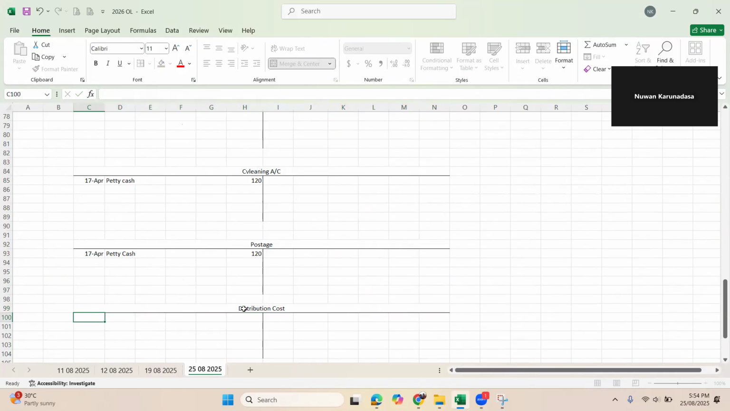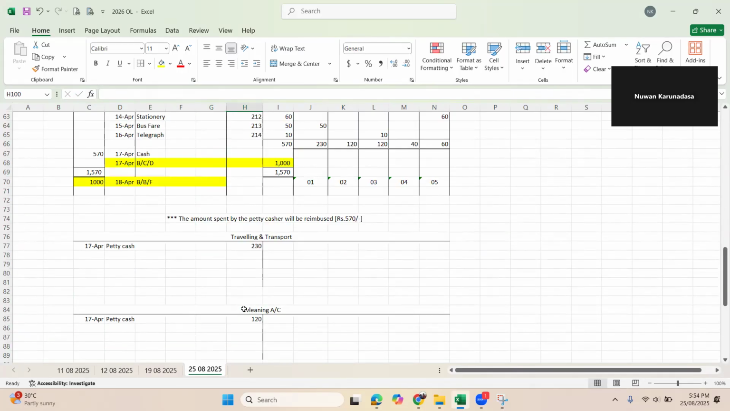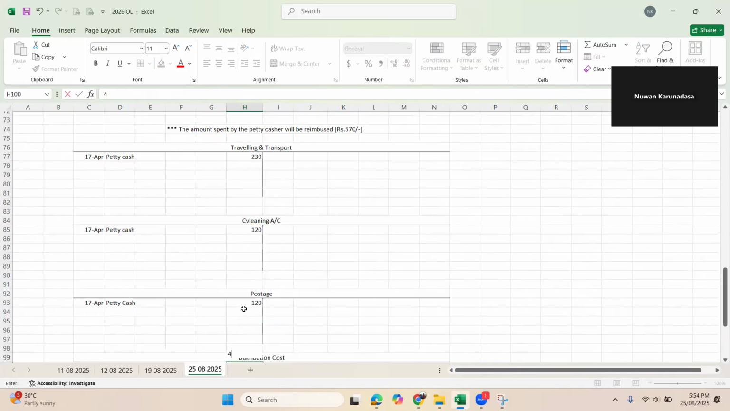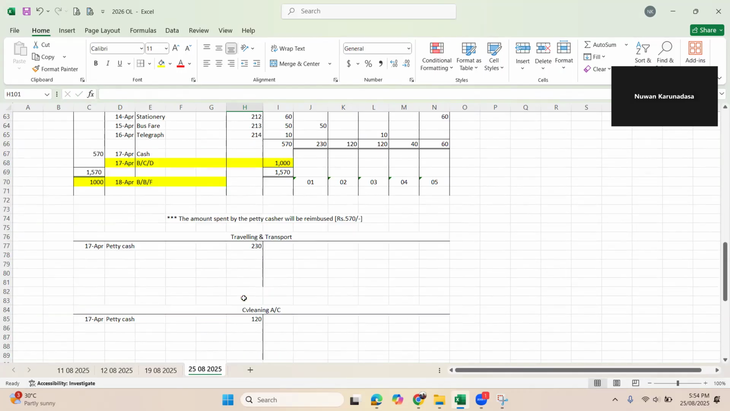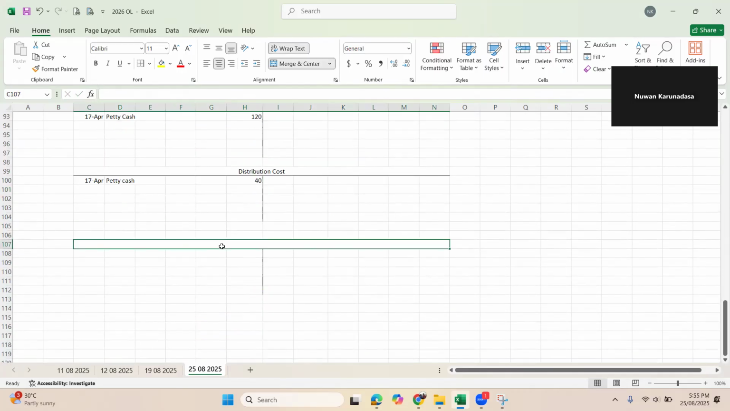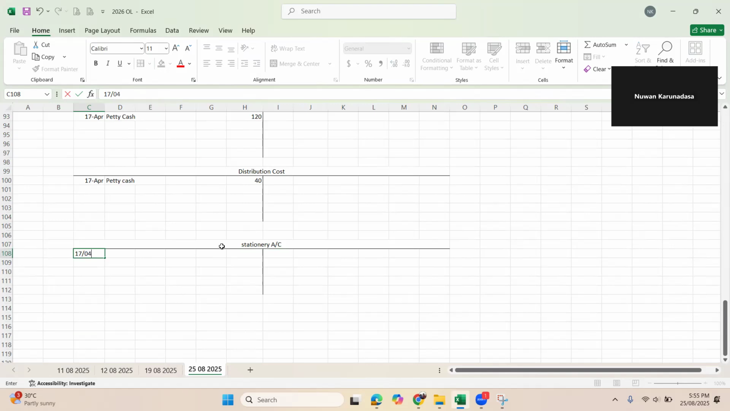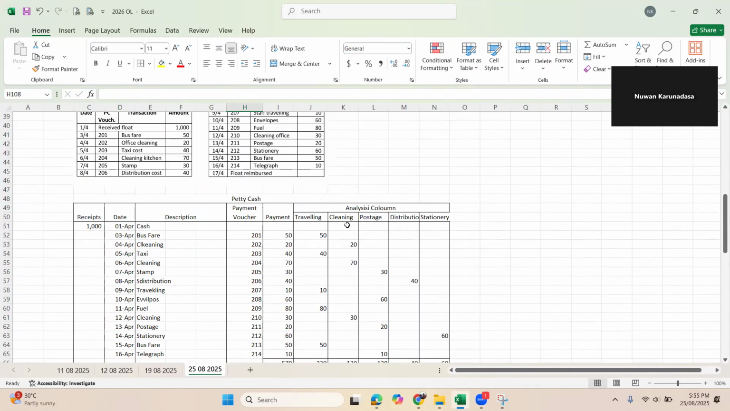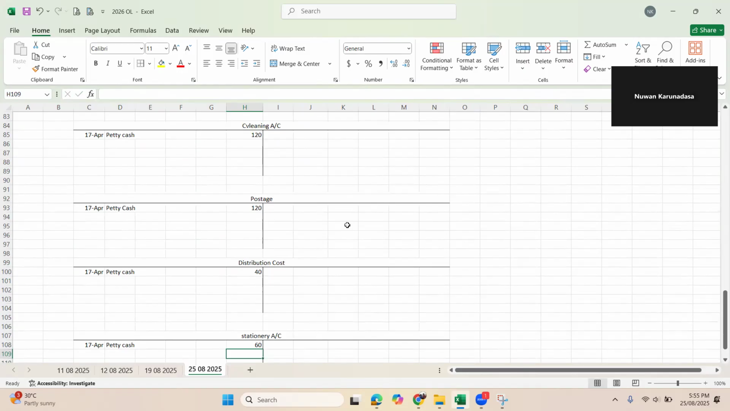Distribution cost, debit on 17th April, petty cash 40. Then we need the stationery account, the last. Stationery account, debit on 17th April, petty cash. The value is 60. So easy.